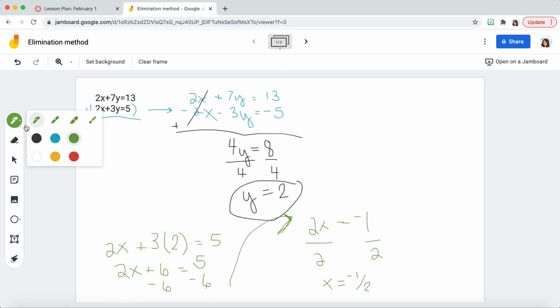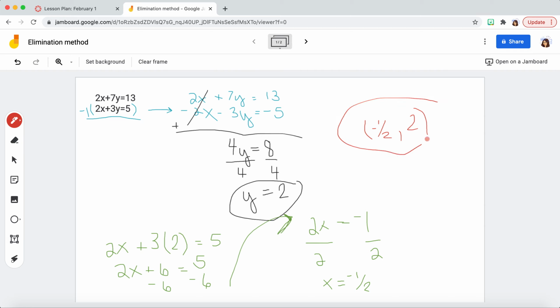Okay, so now we have our x and y. Final step is to put it as an ordered pair. So the solution to this one is going to be -1/2, comma 2. So that means that these lines intersect at -1/2, comma 2. Okay, so this is the point of intersection. And you can go ahead and graph it to check that the answer is correct.